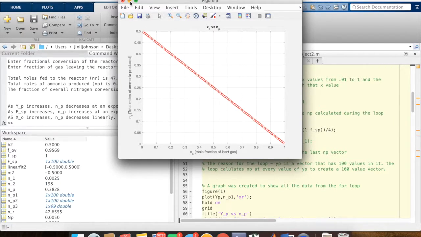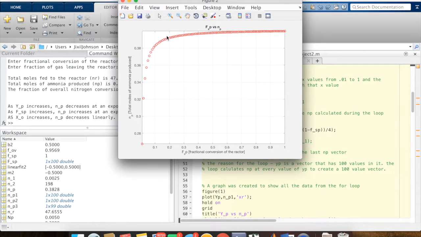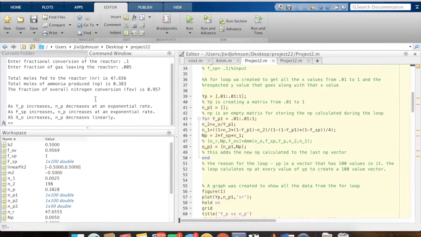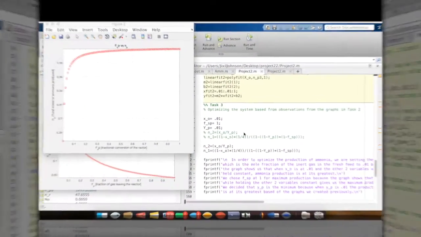So this is figure 3, which is a linear fit that's downward sloping. Next one is figure 2, which is FSP versus NP, and YP versus NP. As you can see the relationship in the command window: as YP increases, NP decreases at an exponential rate for figure 1. As FSP increases, NP decreases at an exponential rate for figure 2. As x0 increases, the yp decreases linearly on figure 3.